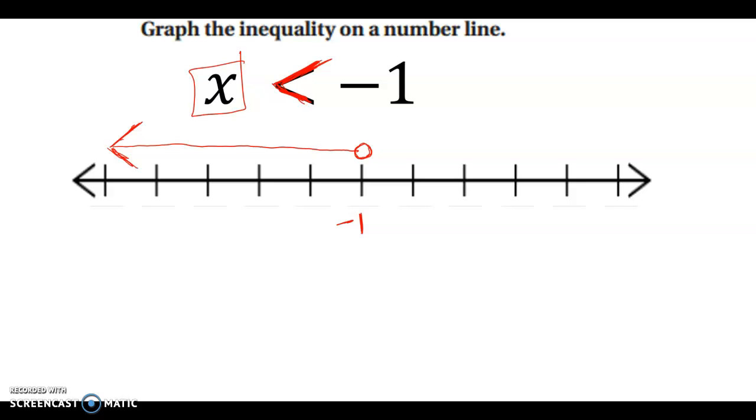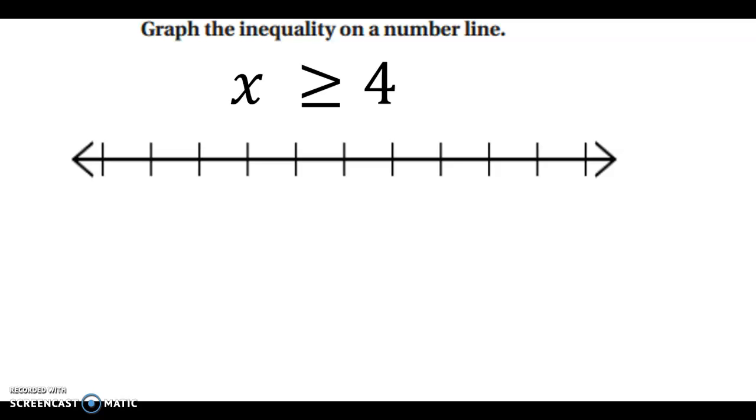All right, turn the page. So on this one right here, 4. So I'm going to put a 4 right there. Now, it does have the equal to symbol, so the circle is going to be closed. So it's shaded in, closed. And greater than, X is greater than or equal to 4. So since my variable did come first, it's which way this is pointing. You see how that, if you made it into an arrow, see the arrow's going this way. So those are all the numbers that are greater than 4 or equal to.